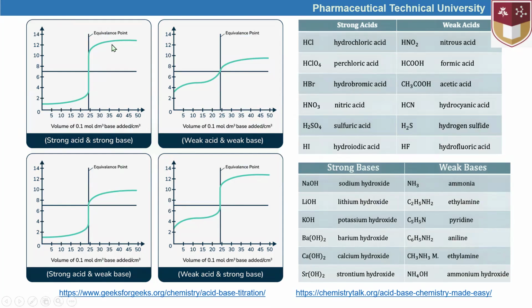acids by using bases. And here we have 4 different conditions. In the first one, strong acid is titrated by using strong base, and in this one, weak acid is titrated by using weak base. Strong acid is titrated by using weak base, and here weak acid is titrated by using strong base. So what is the difference among them?